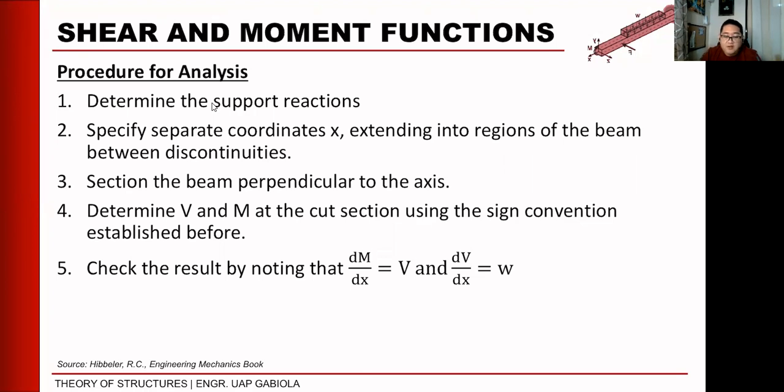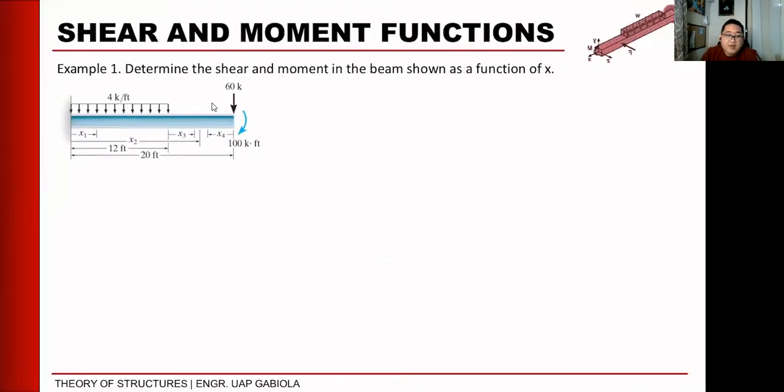And then to check natin yung result, pag nakuha natin yung moment equation, derivative daw natin, makukuha natin yung shear. So dapat equal siya doon sa shear na na-calculate natin. Then para ma-check yung shear, i-derive daw natin para makuha natin yung loading niya o yung W equivalent niya. Okay? So I think this particular procedure does not make sense at present, kaya i-apply natin sa example so that we can appreciate yung procedure na sinasabi niya. Okay? So we have here this one.